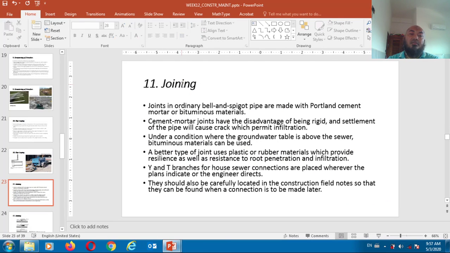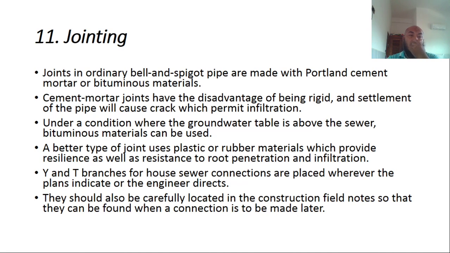Joining. Joints in ordinary bell and spigot pipe are made with Portland cement mortar or bituminous material. Cement mortar joints have the disadvantage of being rigid, and settlement of the pipe will cause cracks which permit infiltration. Under a condition where the groundwater table is above the sewer, bituminous material can be used.